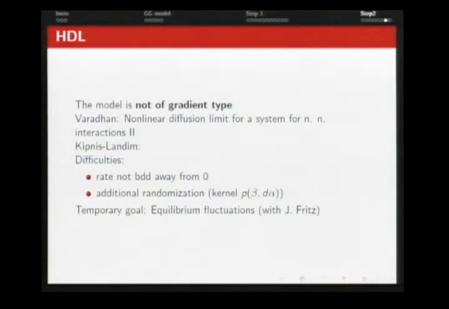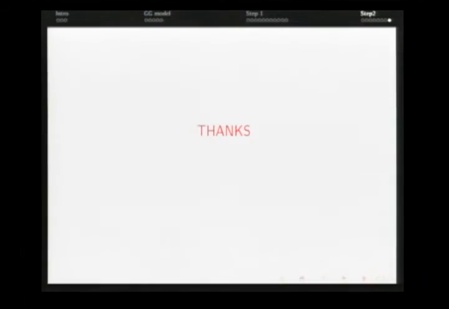The difficulty of the second part is that the model is not of gradient type. Varadhan had a fundamental paper for studying these systems, but in his case the rate is bounded away from 0, so it cannot be applied to our model. And Kipnis and Landim have this great book about the hydrodynamic limit. With József Fritz, we are working on the second part too, and these are the difficulties. So I think, thank you very much.